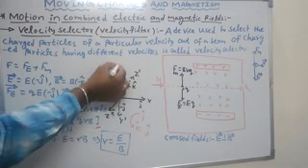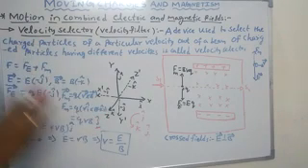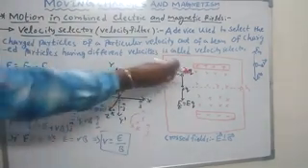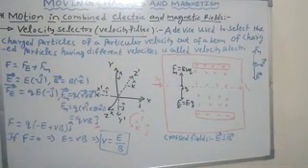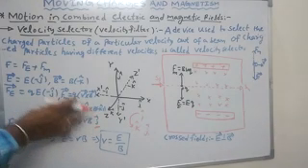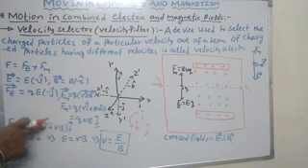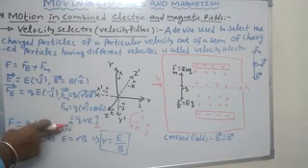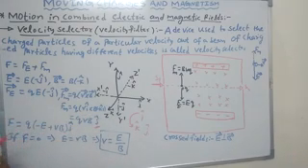j cap is the unit vector along the positive y axis, so the magnetic force acts along the positive y axis, and the electric force acts along the negative y axis. Substituting these values into the electric force and magnetic force, we get F equal to minus EQ j cap plus QVB j cap. Taking Q and j cap common, F is equal to Q into (minus E plus VB) j cap. Correct?